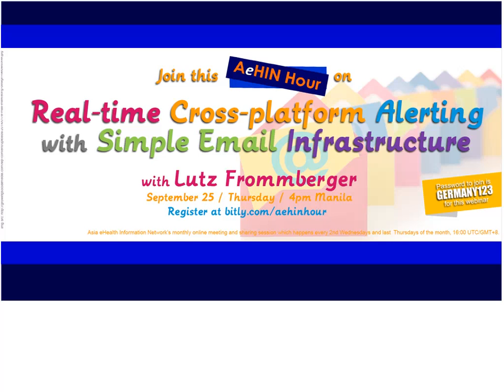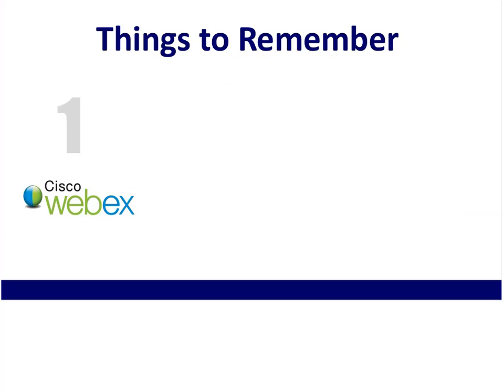In this webinar, Dr. Lutz Fromberger will present an architecture to implement a notification system by using established open source email infrastructure such as mail transport and mail delivery agents, mailing lists, and ordinary mail clients. This approach can implement a powerful notification infrastructure that does not depend on specialized services and can run on any machine.